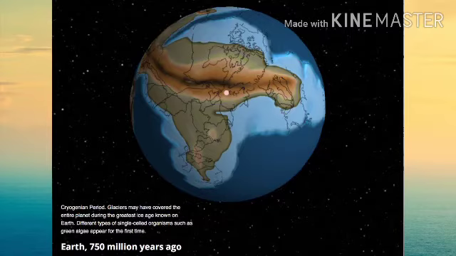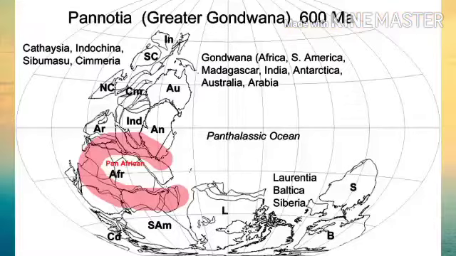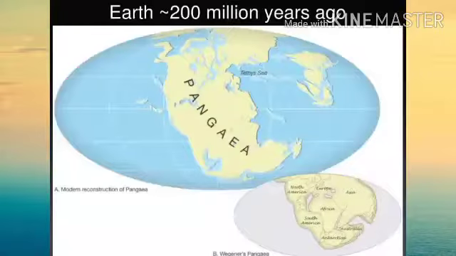Roughly 750 million years ago, the earliest known supercontinent, Rodinia, began to break apart. The continents later recombined to form Pannotia, 600 to 540 million years ago. Then finally Pangaea, which broke apart 200 million years ago.